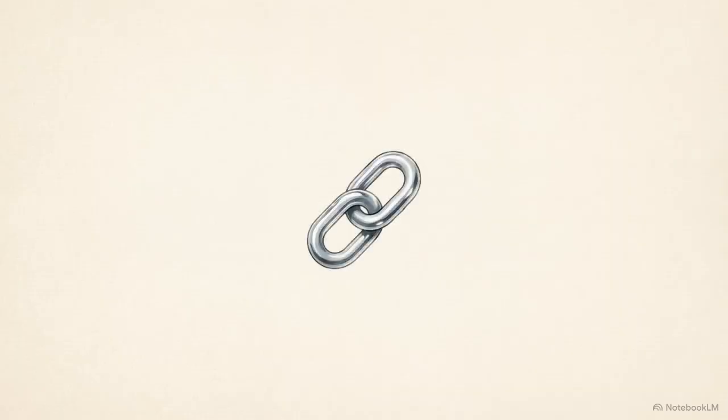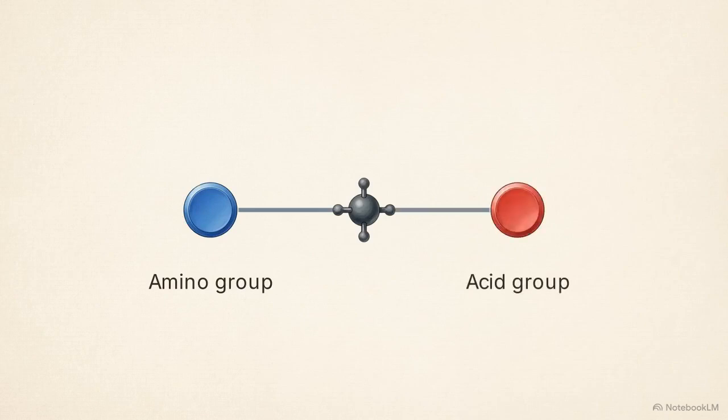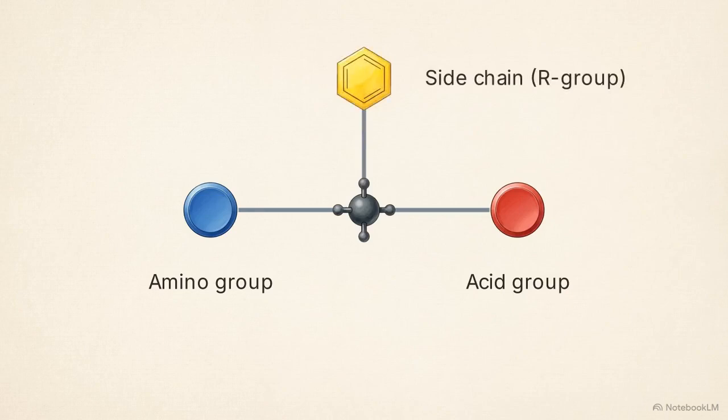An amino acid is a small organic molecule that acts as a single link in our biological chain. At the center of every amino acid is a single carbon atom acting as a hub. Attached to this hub are two standard connecting points, an amino group on one side and an acid group on the other. There is a third attachment point on that central hub for a unique chemical tag known as the side chain, or R group.